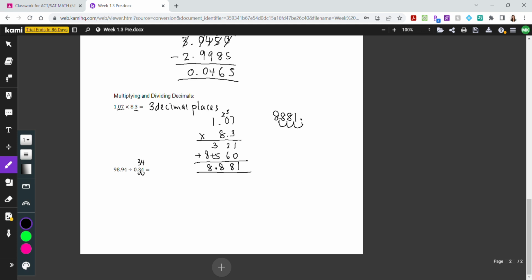Same thing with this, because we shifted this 2 places to the right, we need to shift this also 2 places to the right. So it becomes 9894. And then from there, we'll be able to do our long division.